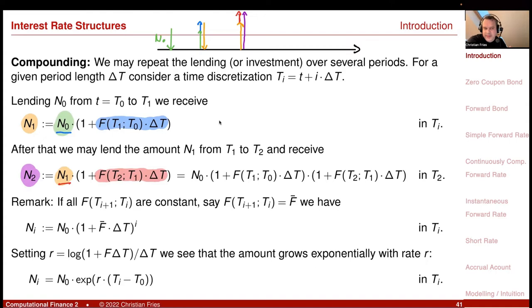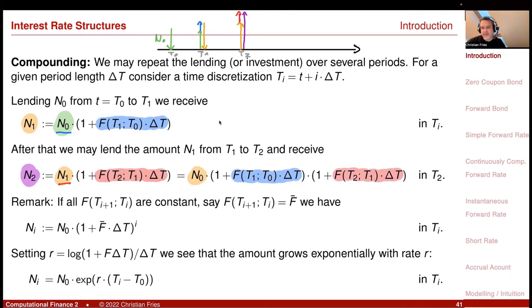Now for the period from T1 to T2, so now the interest rate observed in T1 and for the end period T2. So this is T1, this is T2. So you could then, of course, plug in here that you already know that N1 is a product, and you have that everything is your initial quantity, so your N0, and then repeatedly multiplied with terms that have a 1 plus the interest rate. So first for the period from T0 to T1 and then for the period from T1 to T2.